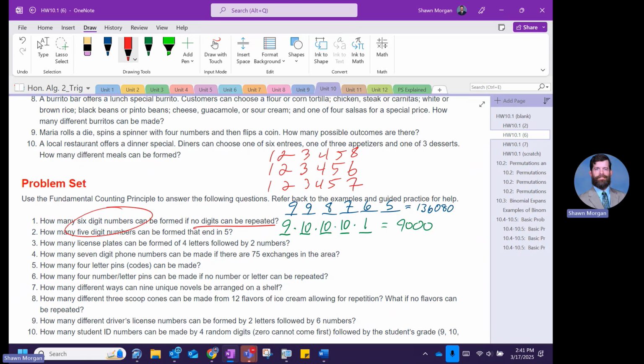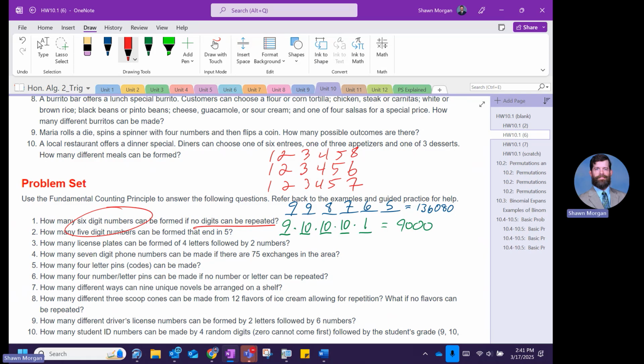How many 4-letter PIN codes can be made? Assuming that you're using the 26 letters of the alphabet, it's 26 to the 4th power. Right. Let's see here. How many different ways could 9 unique novels be arranged on a shelf? Did anybody think about that one? After I set that first book on the shelf in that first slot, how many options do I have for the next book? And then?